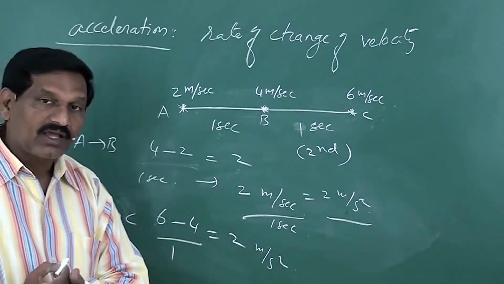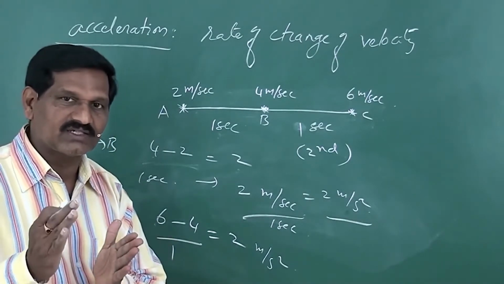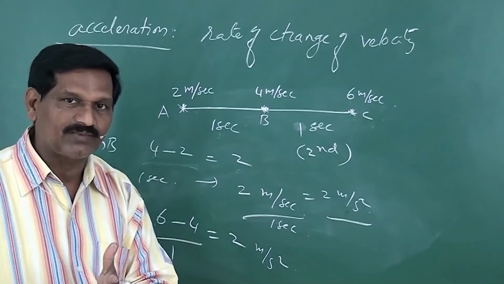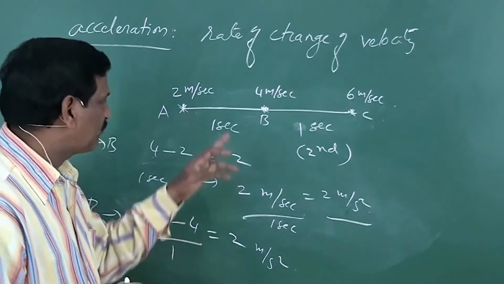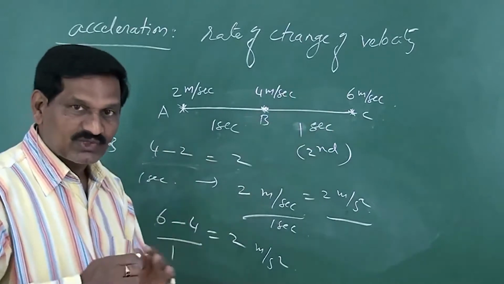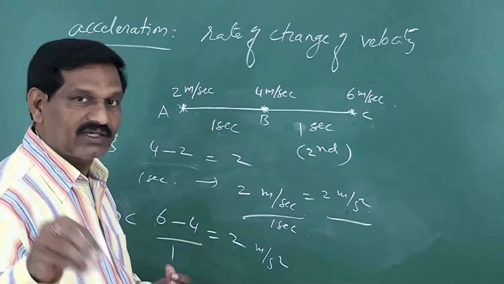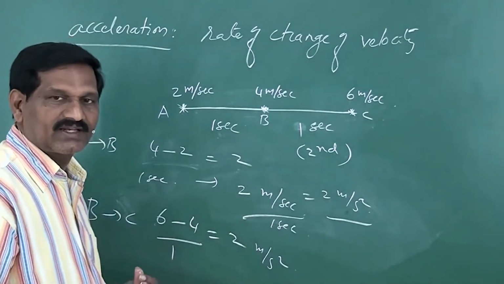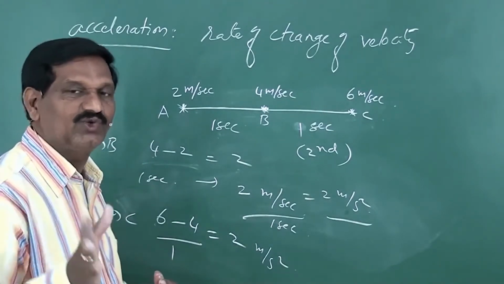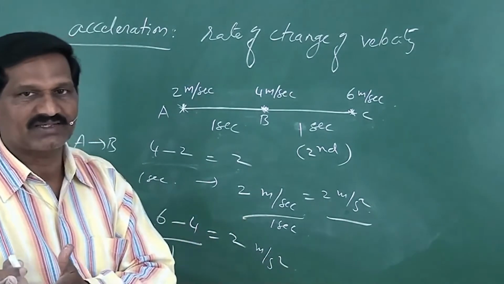That means here acceleration is uniform. Change in velocity in equal intervals of times is the same. In the first second, change is 2. In the second, change is 2. So that change of velocity is the same in equal intervals of times. Then such type of acceleration is called uniform acceleration. Just like uniform velocity, you have uniform acceleration.